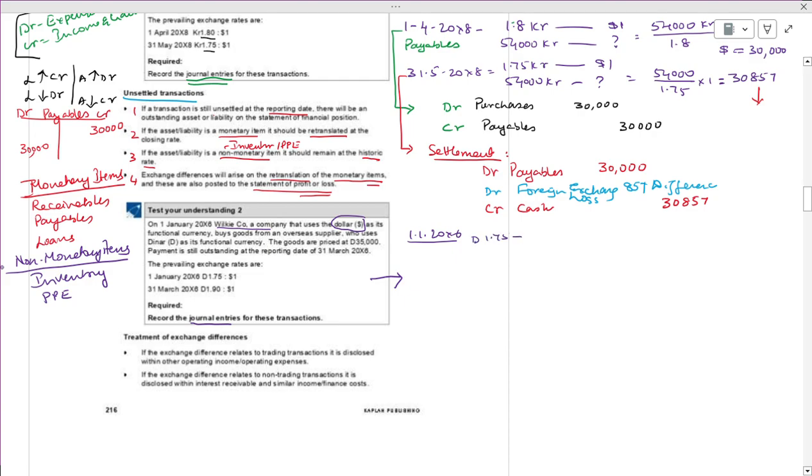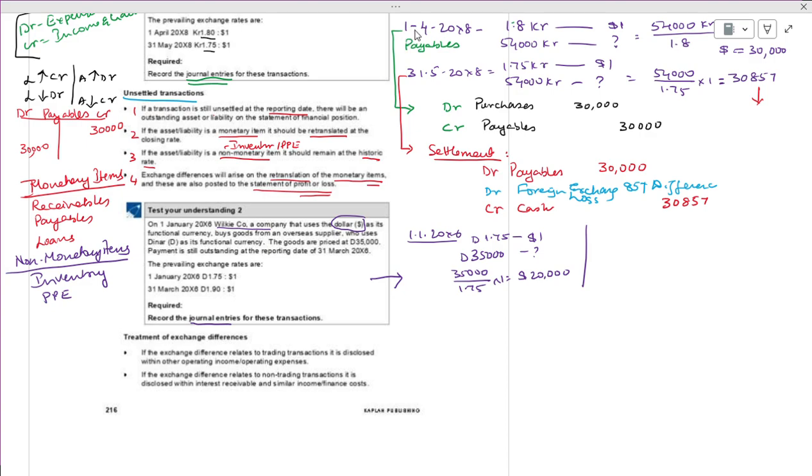1.75 equals $1. Is it right? 35 divided by 1.75 times 1 comes to 20,000. Good. Now, you have to write the general entry here.